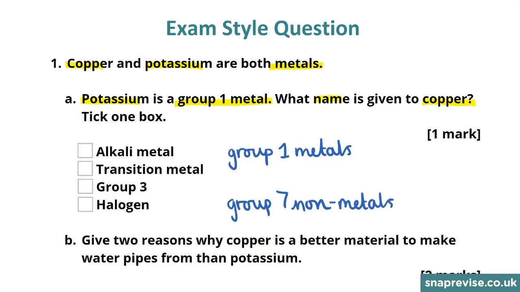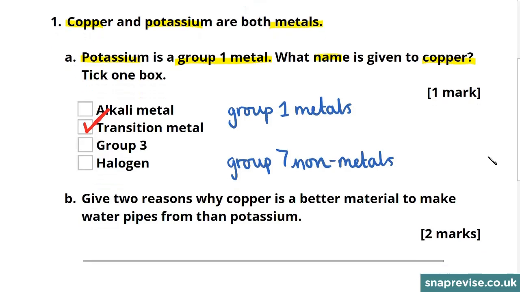This immediately tells us that copper is not going to be a halogen, as we've been told it's a metal, whereas the halogens are nonmetals. If you find copper in the periodic table, you'll see that it's not in group 1, not in group 3, or not in group 7. It's instead in the central region of the periodic table, which is known as the transition metals. So this is the answer to this question. The name given to copper is transition metal, and this is just a simple tick box question for 1 mark.